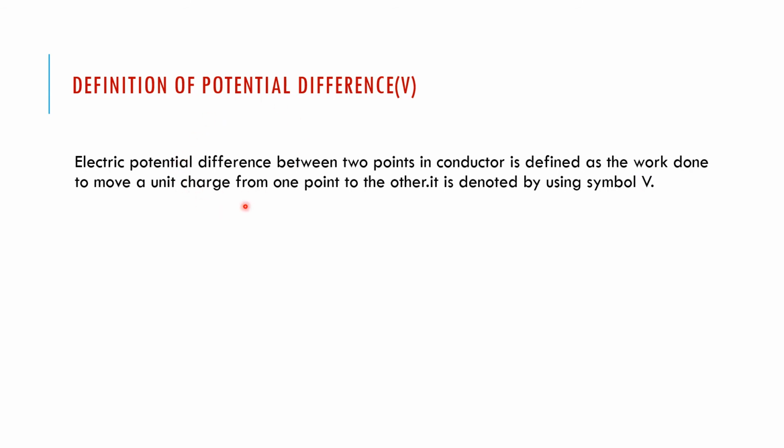So I said, if we connect a cell to a metallic wire, it will provide a potential difference. That potential difference is created by doing work. Who is doing the work? A unit charge. In the battery there will be free charges, and this charge is doing work. So the work done to move a unit charge from one point to another, how much work is done, that is known as potential difference. It is denoted by the symbol V. You need to remember this definition as well as the formula.